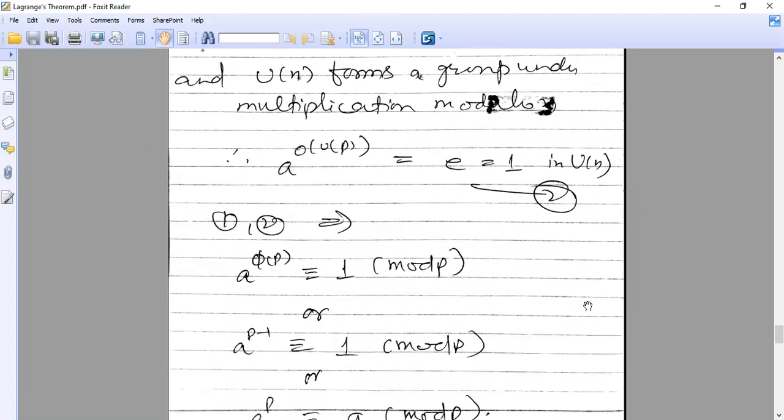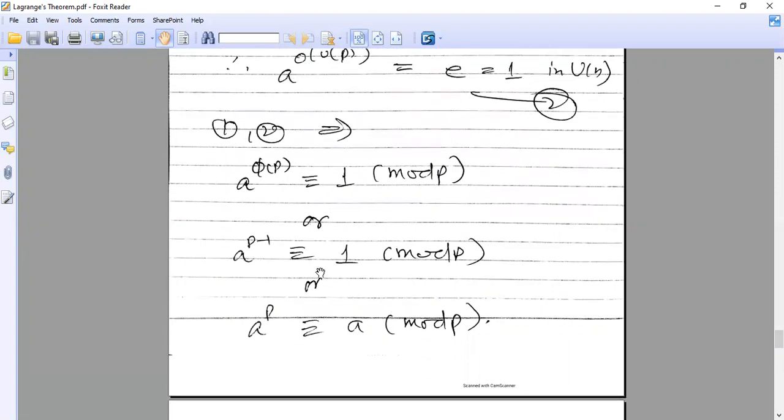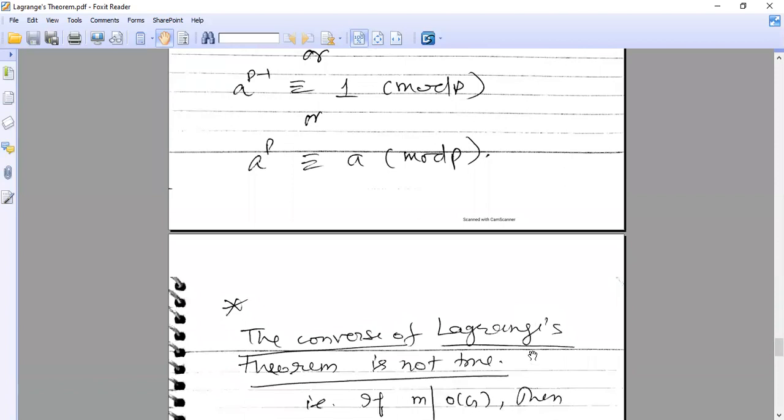So from 1 and 2, this implies that a to the power phi(p) is congruent to 1 modulo p, or you can say a to the power p minus 1 is congruent to 1 modulo p, or you can say that a to the power p is congruent to a modulo p. So this was your Fermat's little theorem.